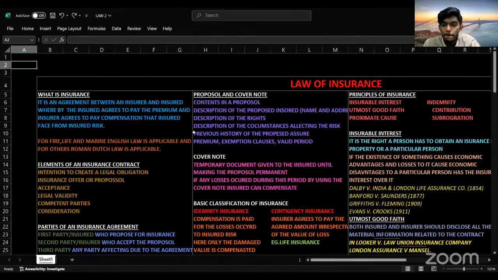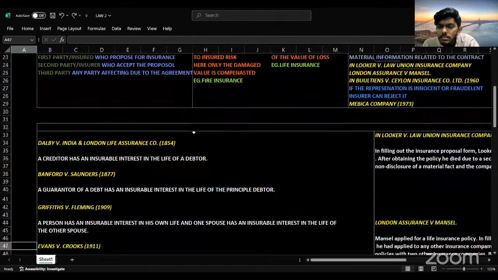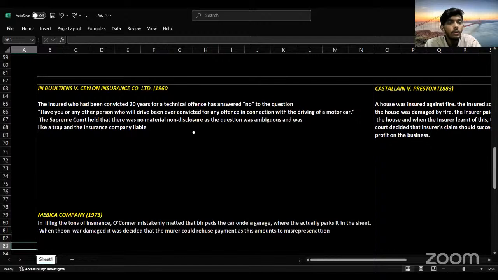And we had another case. It's a Ceylon insurance company, a Sri Lankan case. The insured, meaning the person who obtains insurance coverage, who had been convicted to 20 years for a technical offense, answered no to the question: have you or any person who will drive ever been convicted for any offense in connection with the driving of a motor vehicle? The Supreme Court held that there is no material non-disclosure as the question was ambiguous and like a trap.